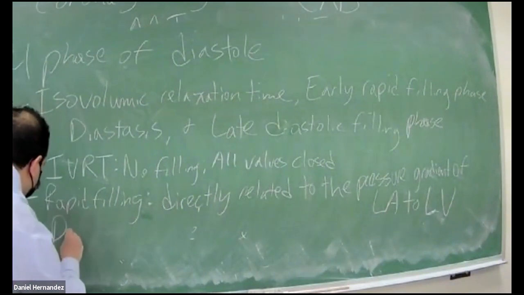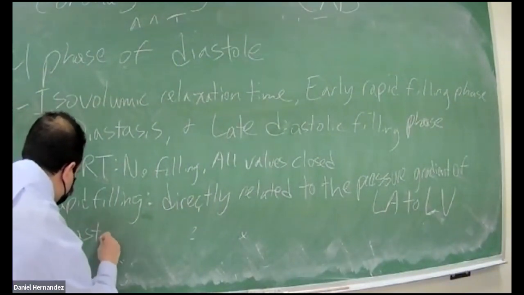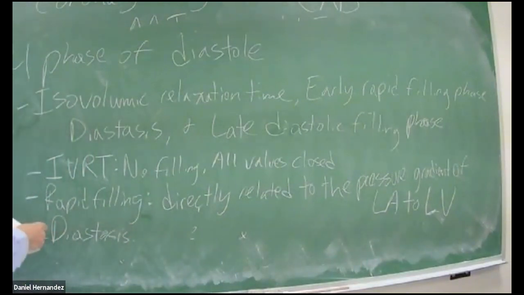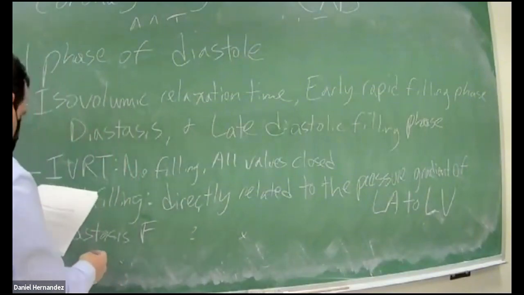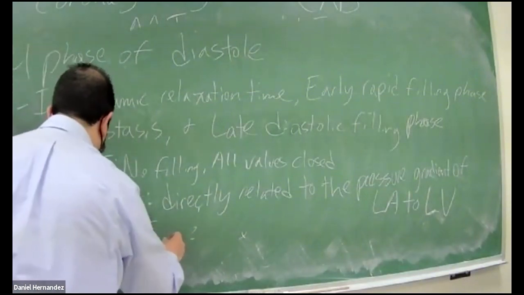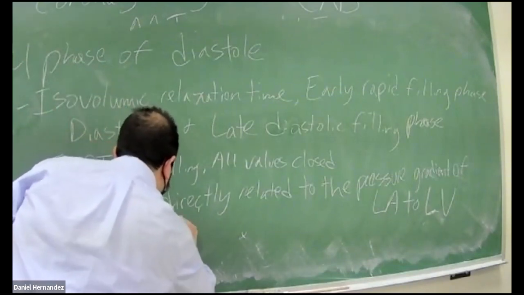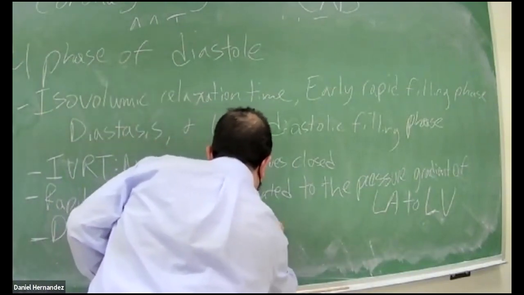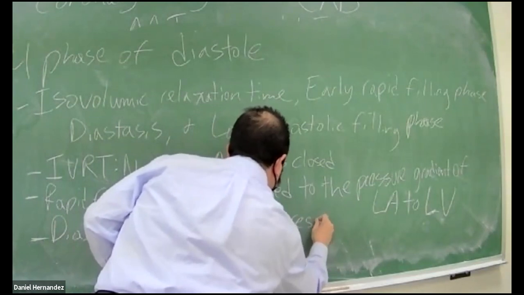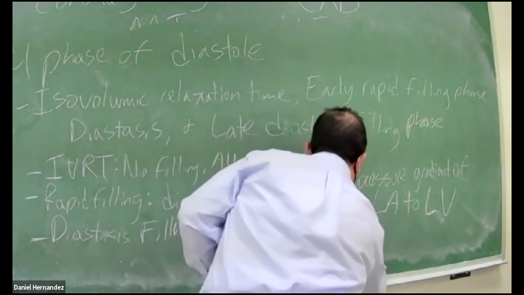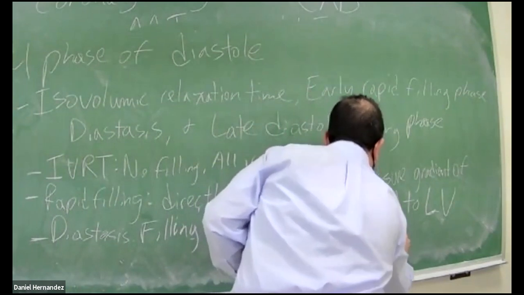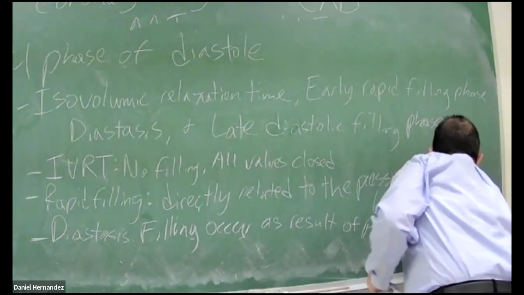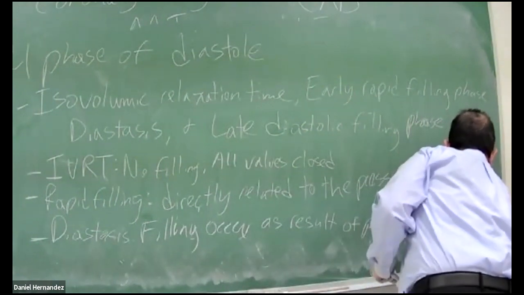Then we have diastasis. During this part, filling occurs as a result of pulmonary venous flow.